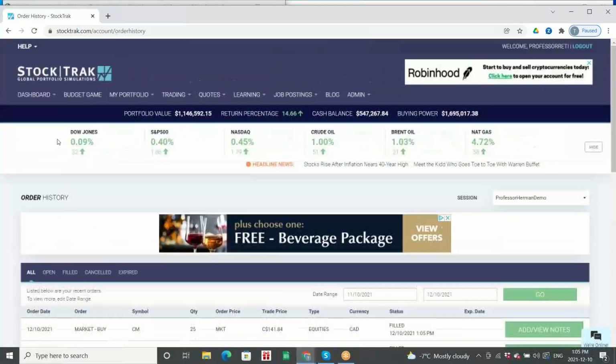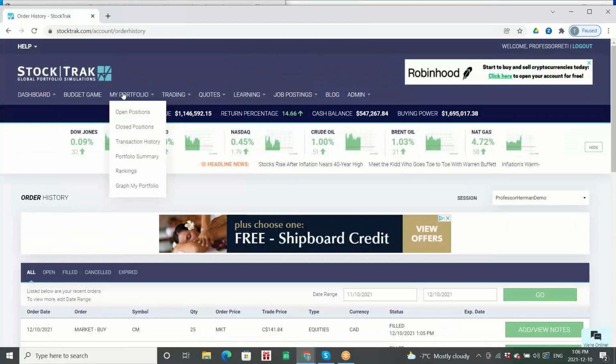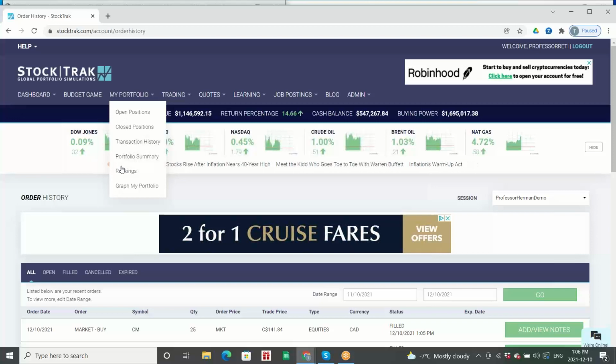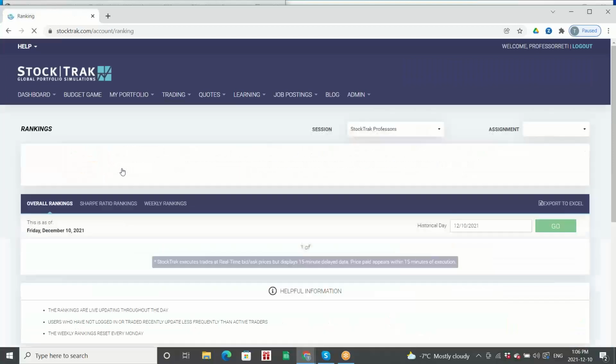So I like that. Now, let's take a look at what this all means for the students when they're trading and how this looks for the student, because they're going to be ranked against each other, right?